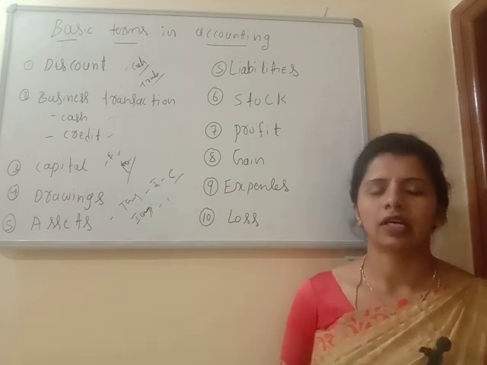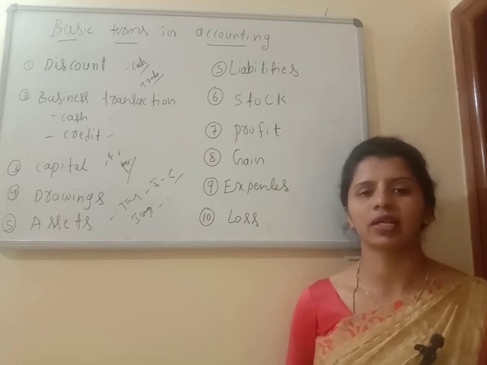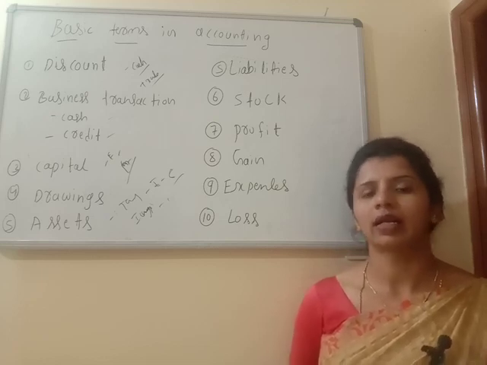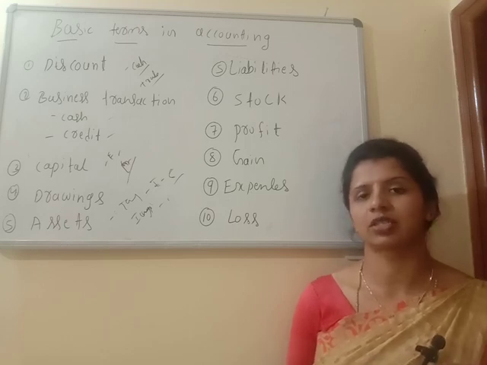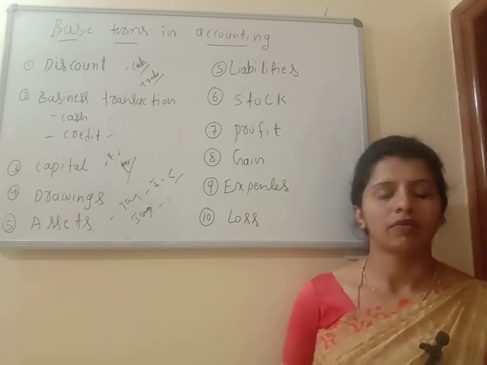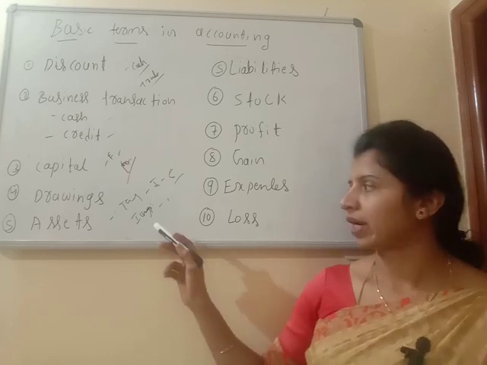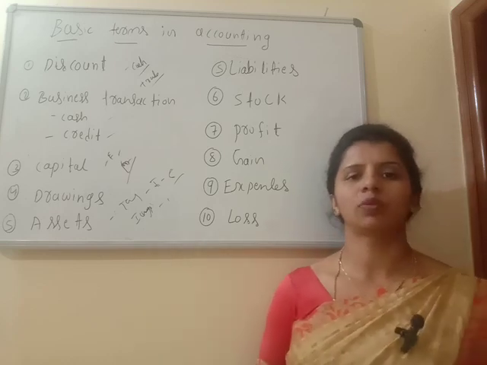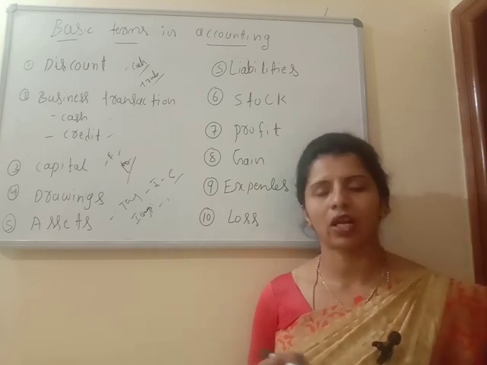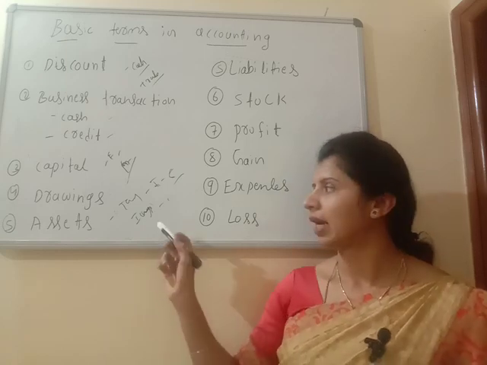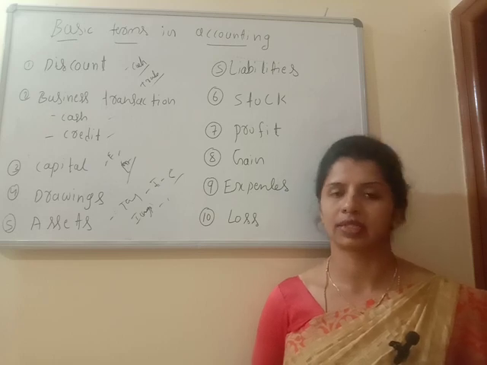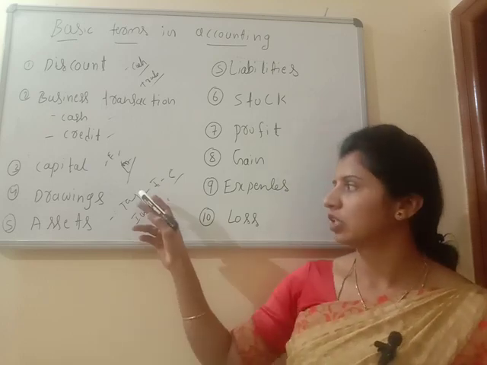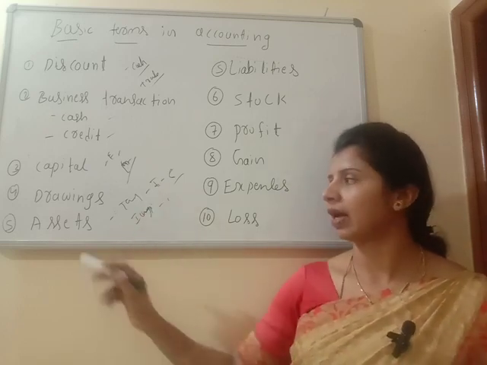Tangible assets means visible assets which we can see and touch, like machineries, furnitures, buildings, land, fixtures like that. Second one is intangible assets. Intangible means invisible, which we cannot see and touch, like goodwill, patents, copyrights, trademarks like that. So these are all the assets involved.